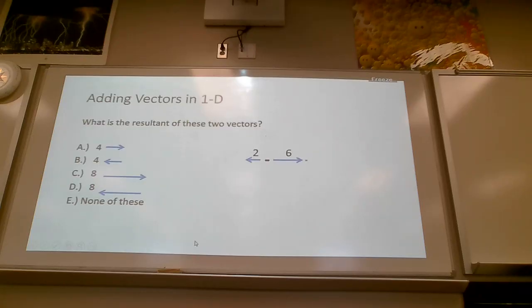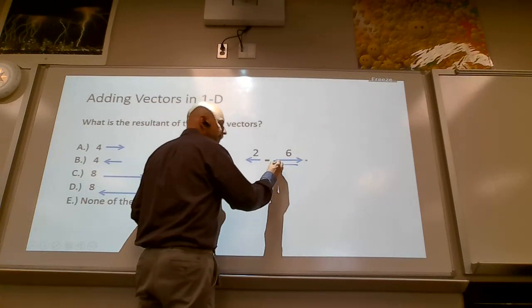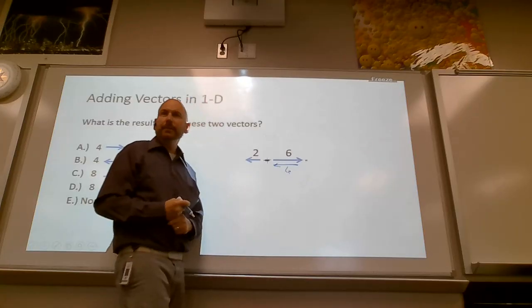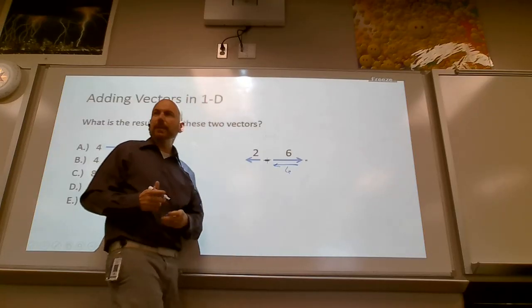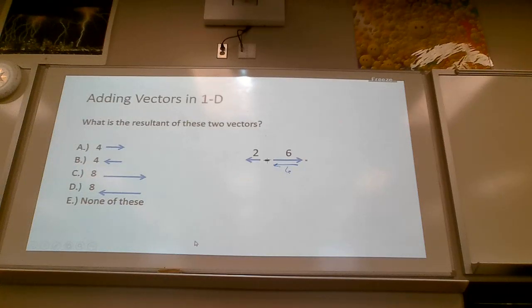Okay. What do you say? Correct answer is D. Dangerous dinosaurs. You're going to apply the negative, so you flip this, and that becomes plus. So you have 2 to the left plus 6 to the left gives you 8 to the left. Good?